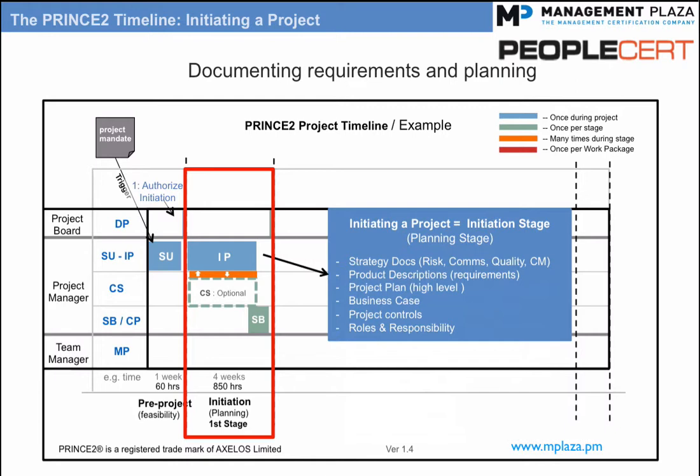They are the 4 strategy documents, which are risk, quality, communication, and configuration management. These describe how these will be done during the project. Then, the product descriptions, which document the requirements. The project plan, this is a high-level plan for the whole project. The business case document, this is the responsibility of the executive. Project controls, describing how the project will be controlled. And lastly, roles and responsibilities, plus the project management team structure.